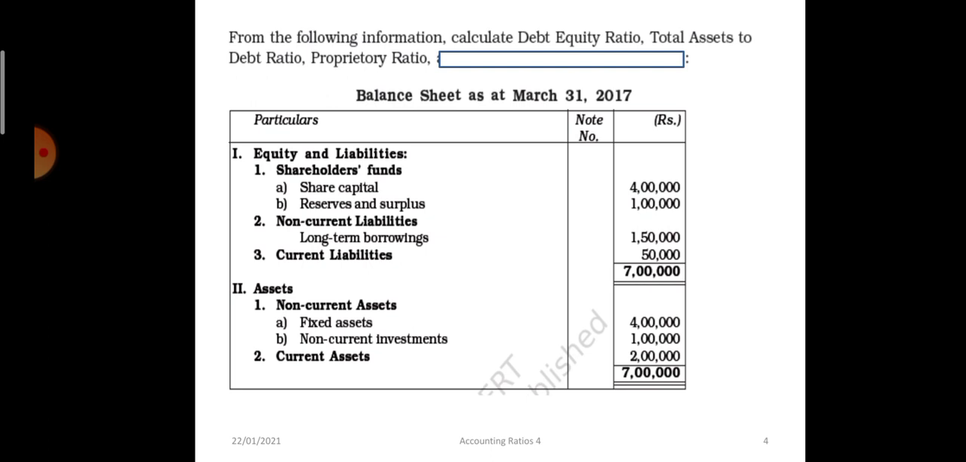Let's take one question to understand this. This is the balance sheet given. Shareholders fund is 4 lakh plus 1 lakh, that is total 5 lakh. Non-current liabilities, that is long-term borrowing, is 1,50,000 rupees. And total assets is 7 lakh rupees. We have to calculate debt equity ratio, total asset to debt ratio, and proprietary ratio.